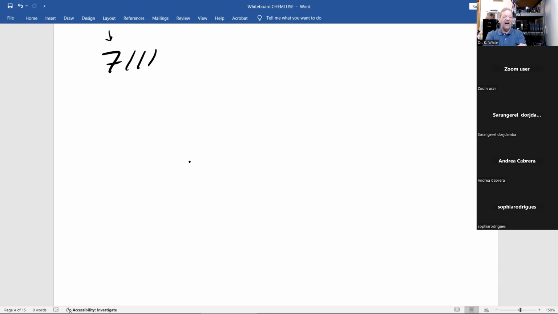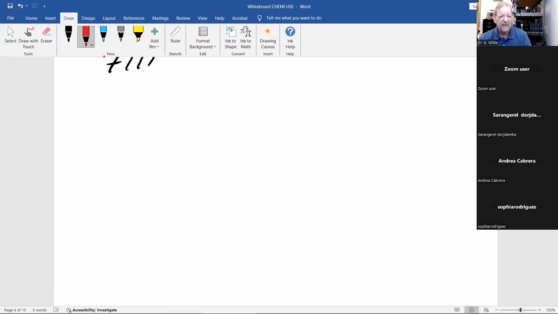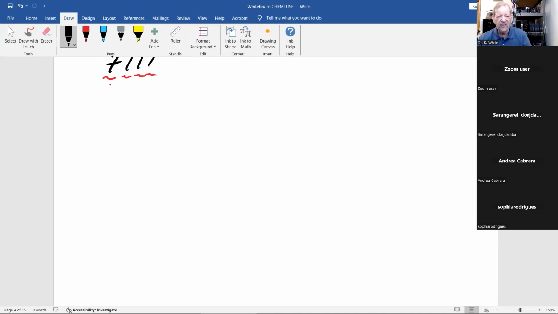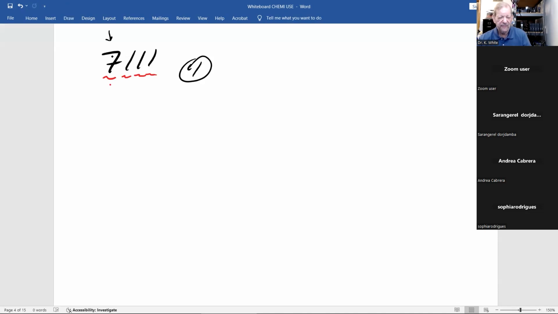All right, so all non-zero numbers are significant. How many are there? 1, 2, 3, 4. So this has 4 significant figures. And if we look at this number, how many significant figures? All non-zero numbers are significant. 1, 2. Is there a decimal point here? No. So trailing zeros are not significant. So this number would have 2 significant figures.